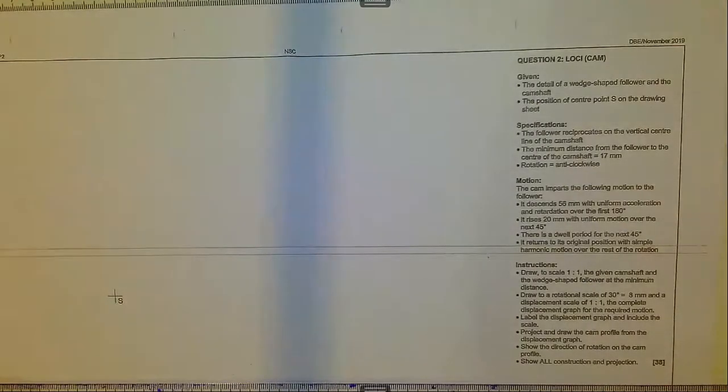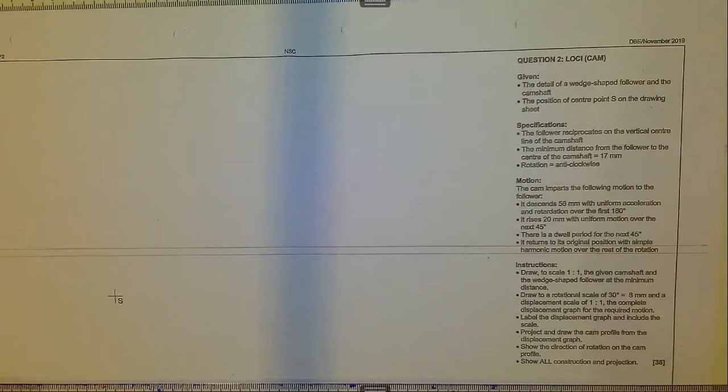Right, okay. Like I said, we are going to look at a past exam paper, and this one is for last year. That's question number 2. It's loci, it's the cam. The detail of a wedge-shaped follower and the camshaft, the position of center point S on the drawing sheet. Right, the specifications are as follows. The follower reciprocates on the vertical center line of the camshaft. The minimum distance from the follower to the center of the camshaft is 17 millimeters. We shall look at that.